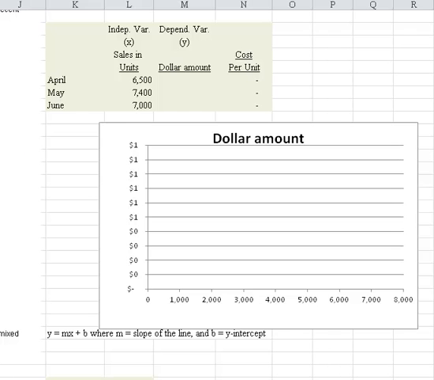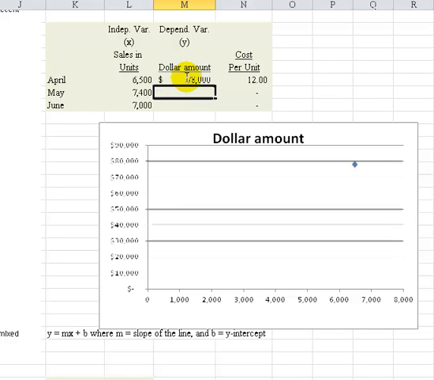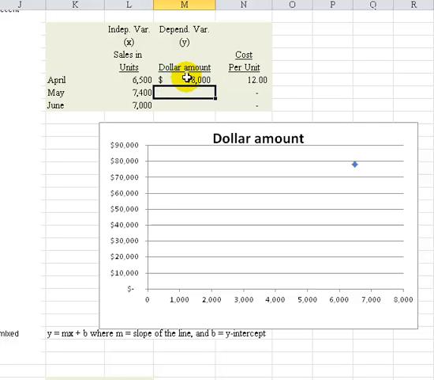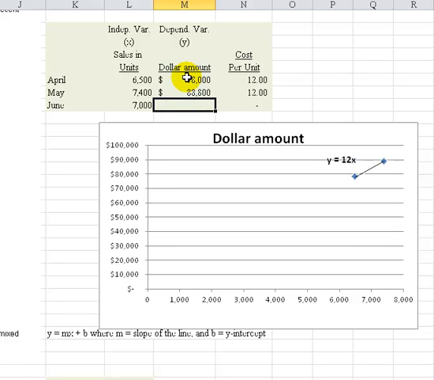Now, cost of goods sold for April was $78,000. And for May, it was $88,800. And for June, it was $84,000. Now, what we see is the cost per unit is exactly the same regardless of the sales units. And we see that we've got an increasing line on the graph.